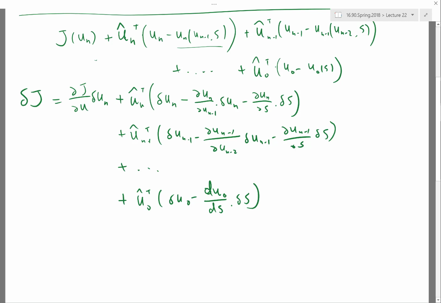And by the way, this equation is true for any U hat 0, U hat 1, U hat N, right? This expression is true for any of these hat functions. So can we use the fact that this is true for any values of these and cancel some of the terms we don't really want in our formula? Not have to calculate delta U_{N-1}.